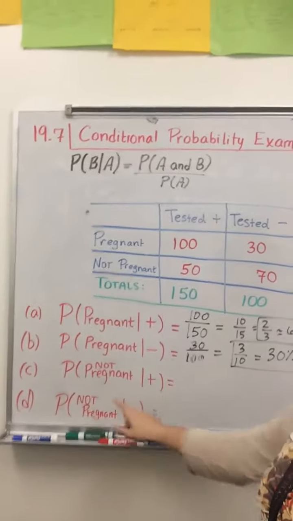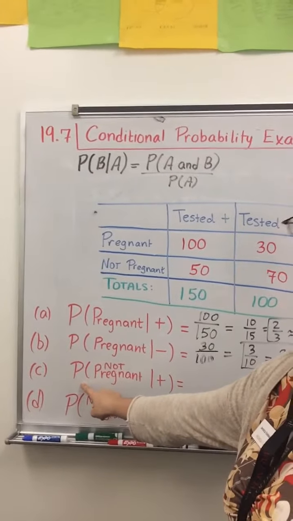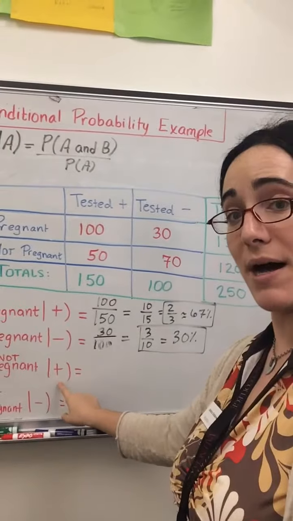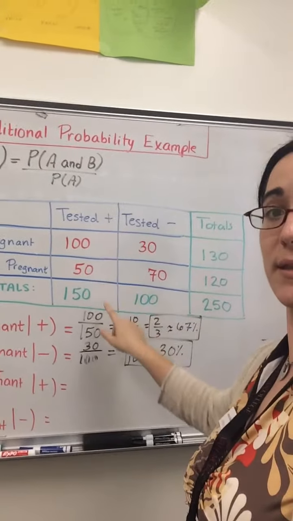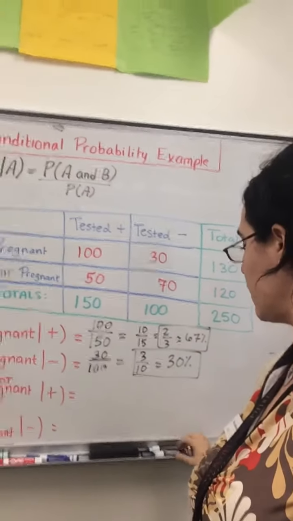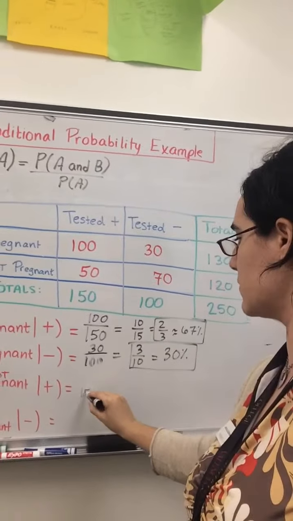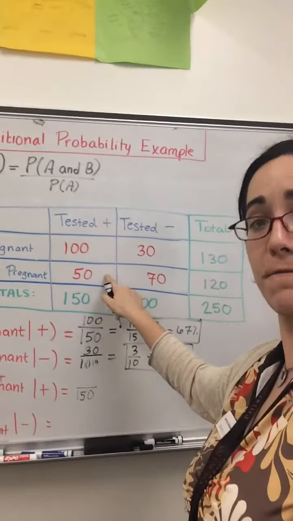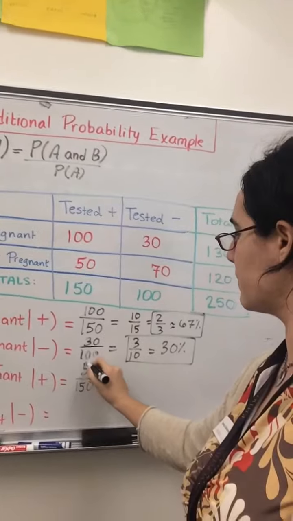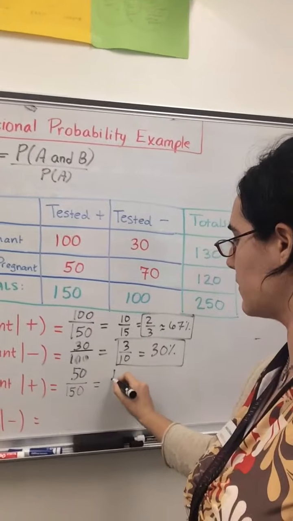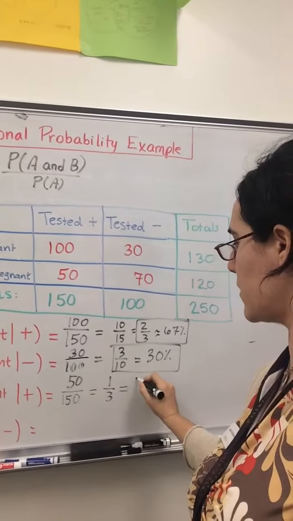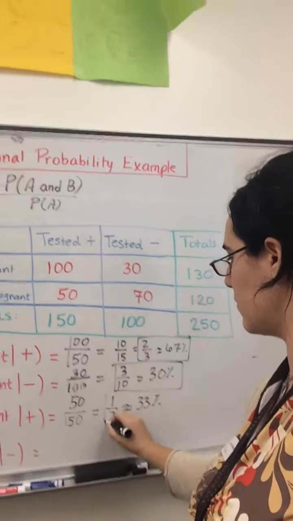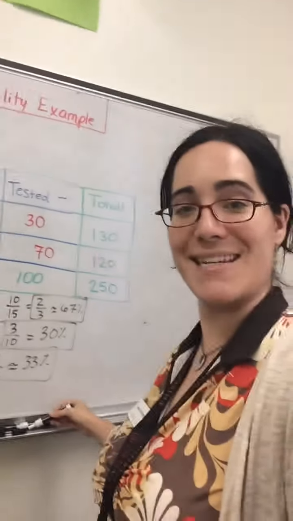In part C, find the probability of randomly selecting a woman who is not pregnant, given the fact that we know her test was positive. Again, only looking at the given, the positive test results. From those 150 test results, how many of them were not pregnant? 50. Thus, 1 out of 3, or about 33%, is our probability for part C.